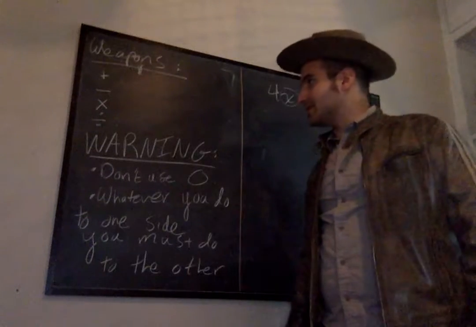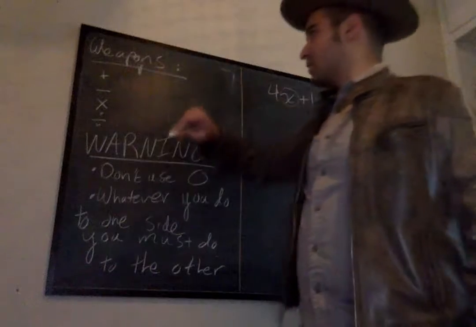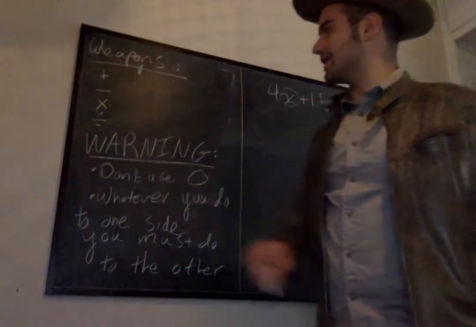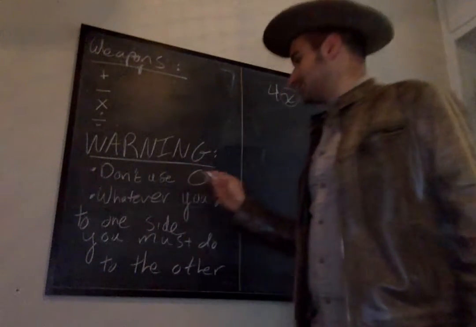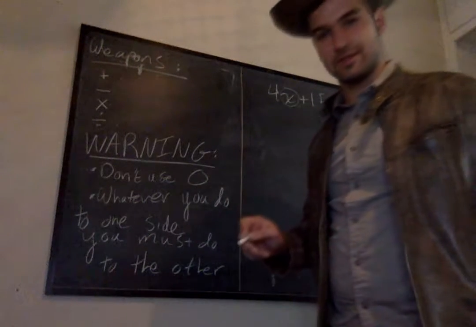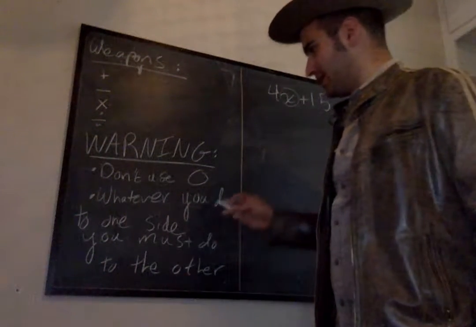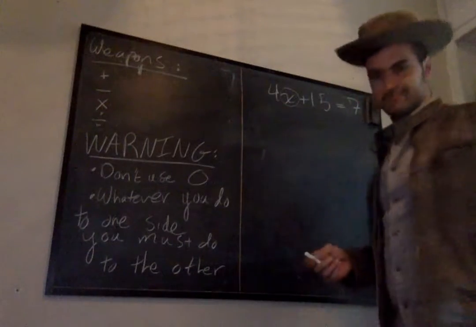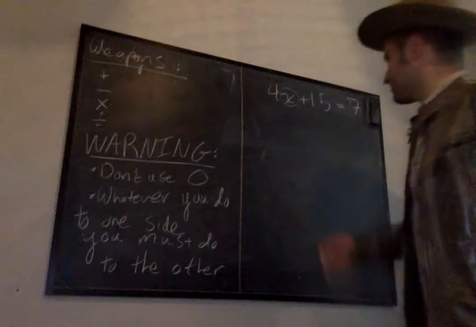We received an intelligence briefing today that gave us our weaponry and our warnings. Our weaponry consists of plus, minus, times, and divide. And our warning tells us don't use zero. I'm not sure, but I think this one might have something to do with the universe exploding. Number 2, our second warning, tells us that whatever we do to one side of the equation, we have to do to the other side. So without further ado, let's go after X.